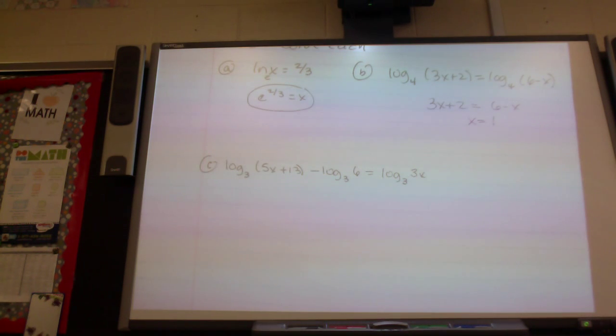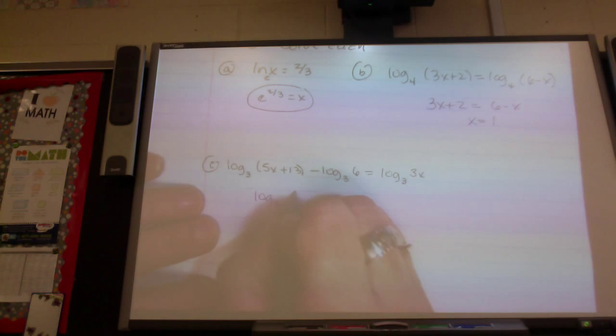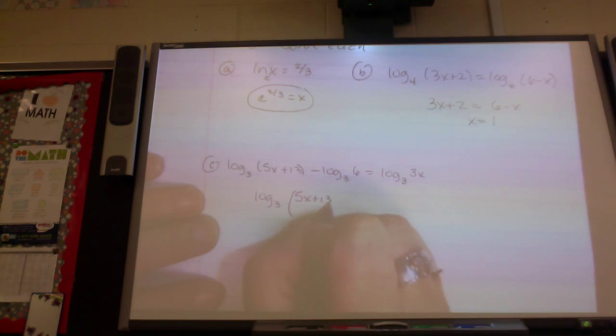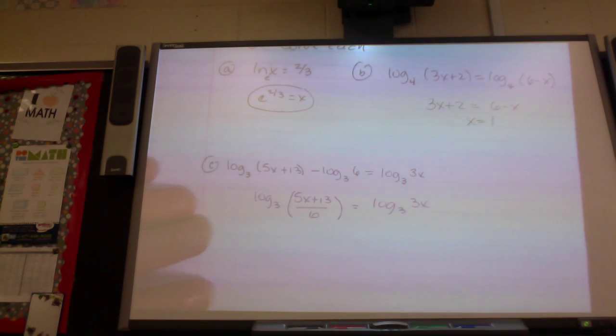You guys are telling me that we can solve this. What you did was: log 3 of 5x plus 13 minus log 3 of 6 equals log 3 of 3x. That's what I did on B, because I just had a log equals a log. But I have a minus sign in there now. So what can I do to write the left side as 1 log? The first one divided by the second one. Yep, this can be log base 3 of (5x plus 13) over 6 equals log base 3 of 3x.